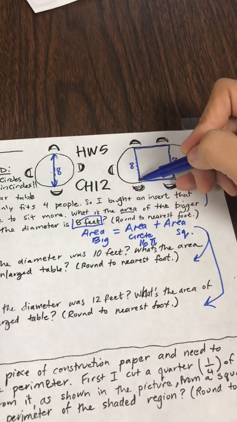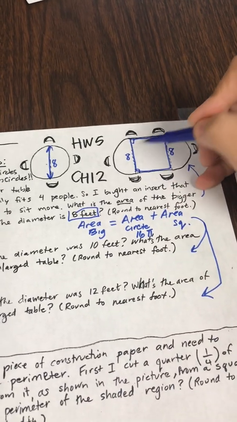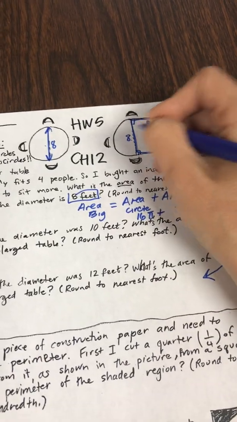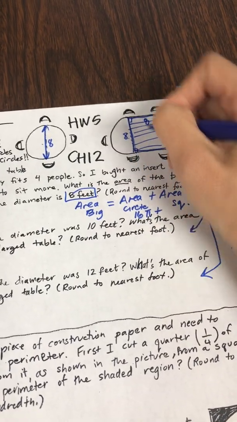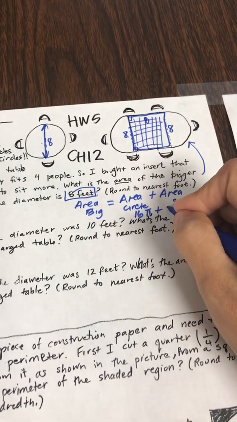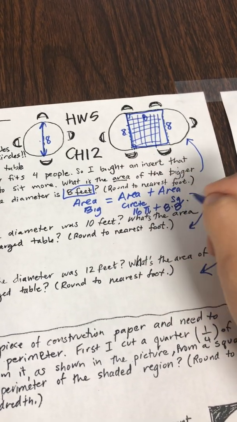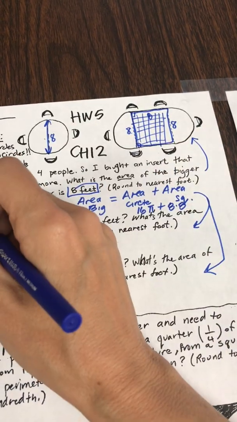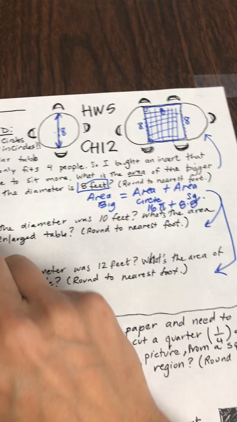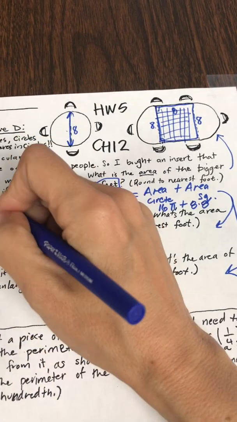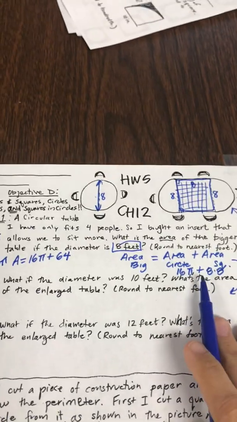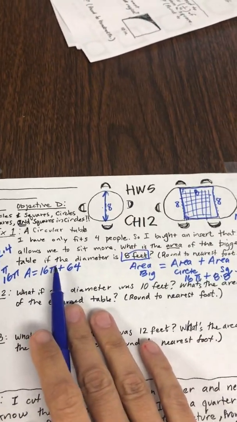Well, it looks like my square, if this really is a square, would have to be, if that's 8, this would have to be 8, and the area of this would be 8 boxes by 8 boxes. Count it all up, these boxes, that's 64. 8 times 8 is 64. So the area of my bigger table would be 16 pi plus 64.